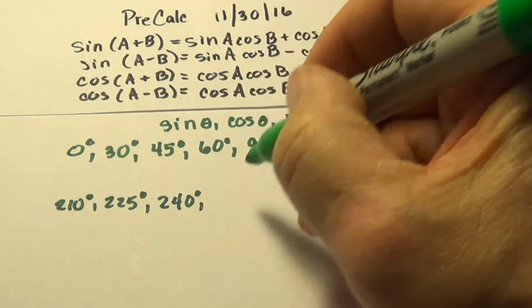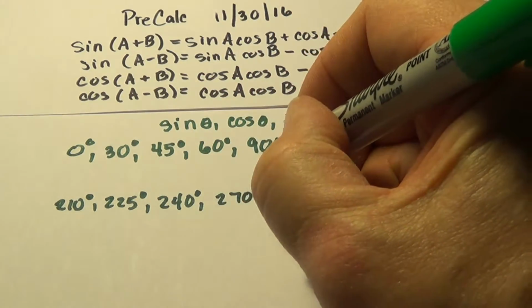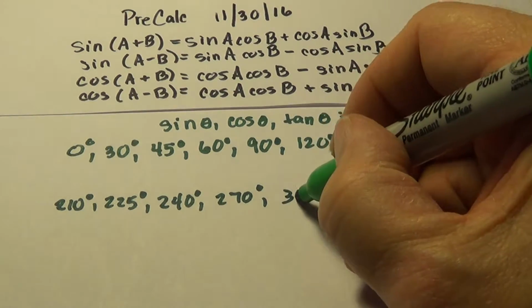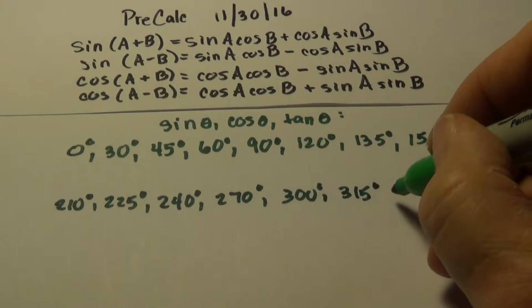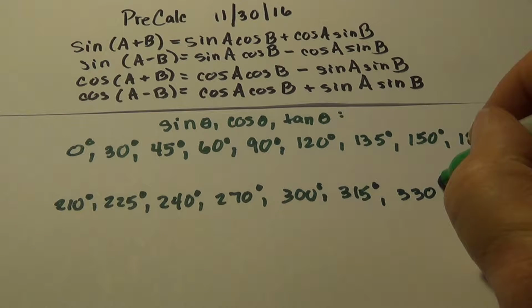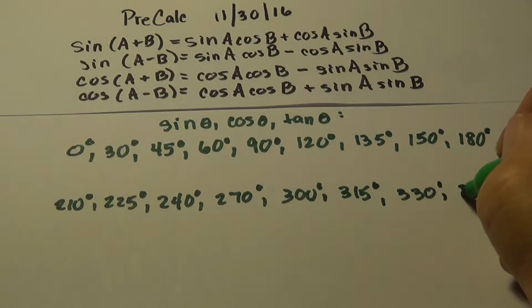So get these down. You can look at your unit circle and get them. You can just jot them down as I do. So I'm just kind of borrowing from my mental unit circle. Alright, so I went all the way around and got all the degree measures.